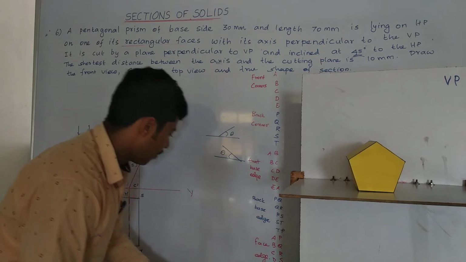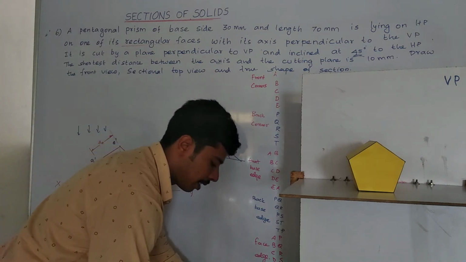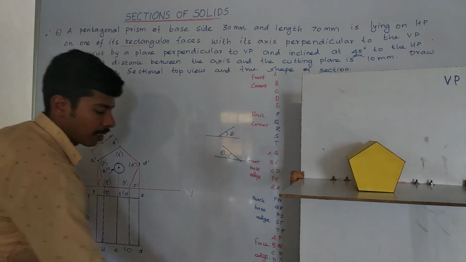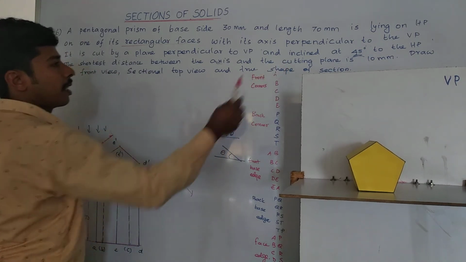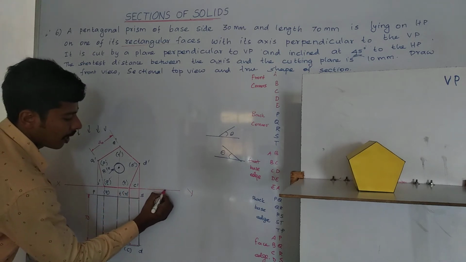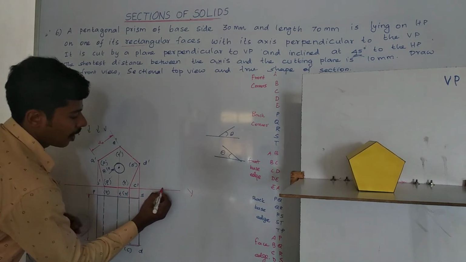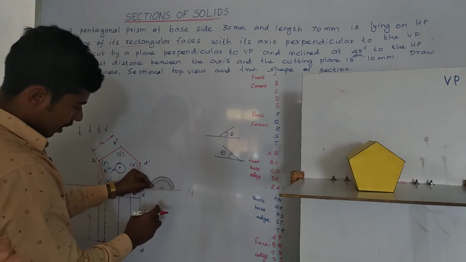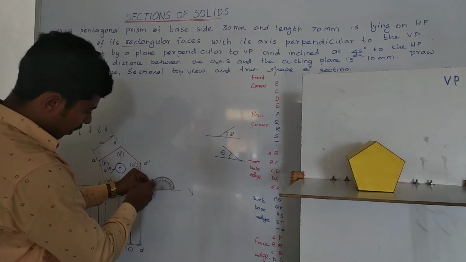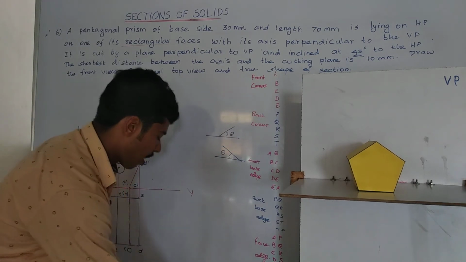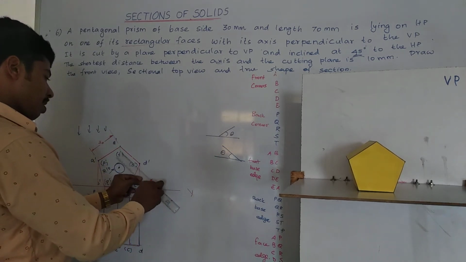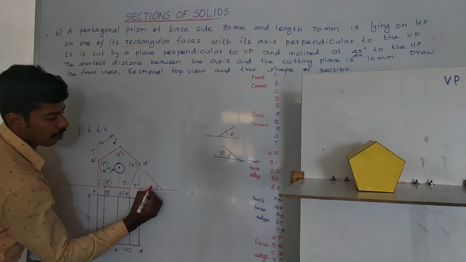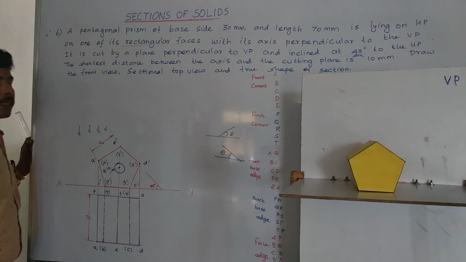Then at any point on this, draw an angle. What is the angle? 45 degrees to the HP. So at this point, I mark the 45 degree line. So this is the 45 degree line.